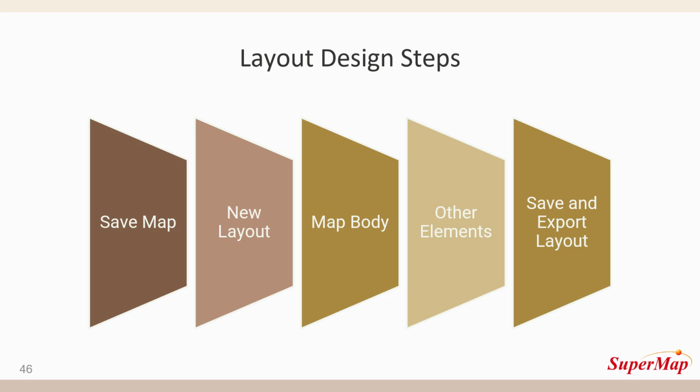And here are the layout design steps. First, we have to create and save the map, and then new a layout, and add map body to this layout, and choose a map to show in this map body. After designing the map, we also need to add some other elements into the map, like title, legend, direction indicator, scale, and so on. And last, we can save this layout and export this layout.